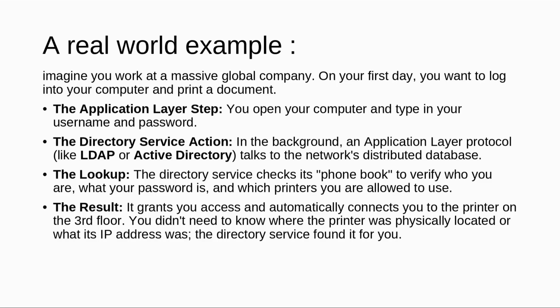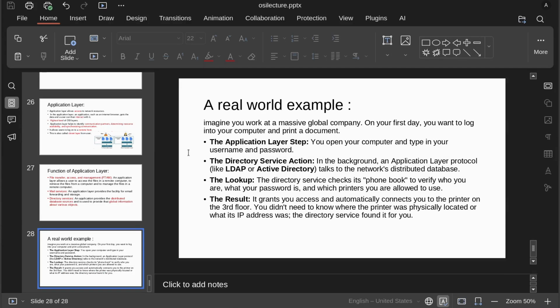So that is basically how it works, and the result is you are granted access and automatically connected to the printer on the third floor, second floor, first floor, whatever floor you are on, and you don't know where the printer is physically located. It shows you automatically because you don't know where the printer is physically located or what its IP address is. The directory service found it for you.